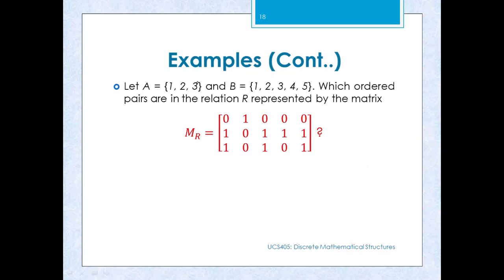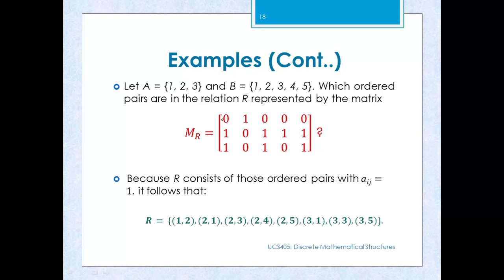Another example, let us say that we are having two sets A and B containing these elements. And if we are given the matrix MR, how can we write the relation R, or how can we write the ordered pairs in relation R? Obviously, where we have the entry 1, those ordered pairs will be present, and where the entry is 0, those ordered pairs will not be present in this relation. So, let us see its solution.